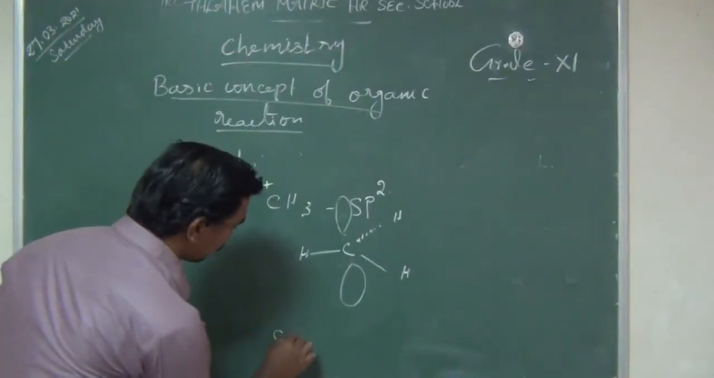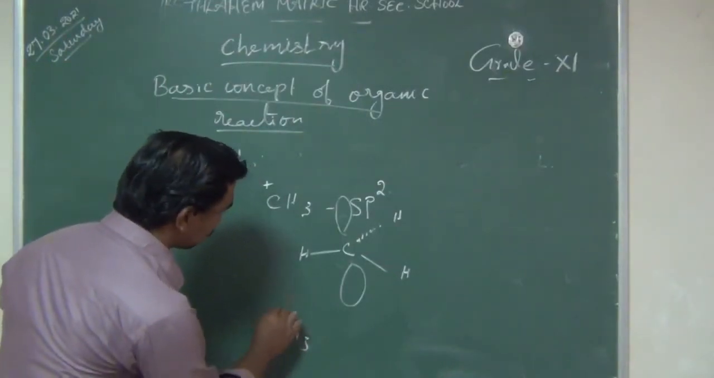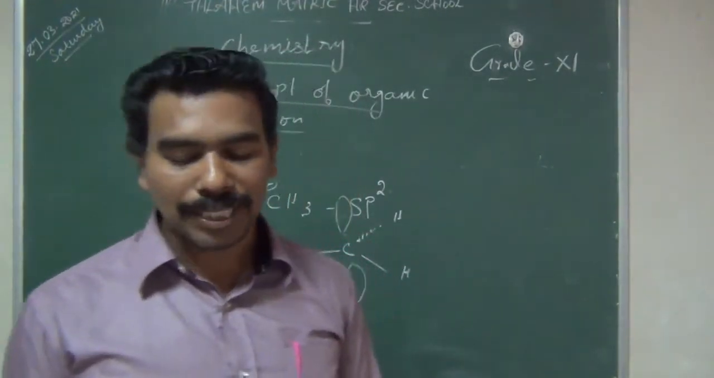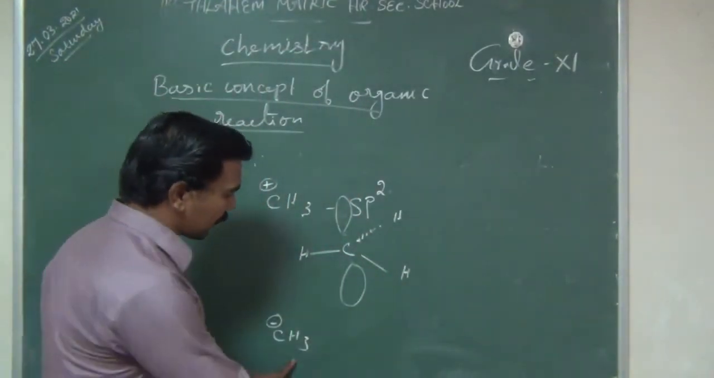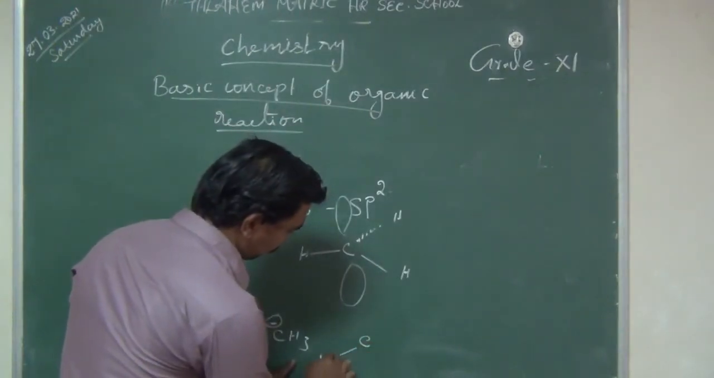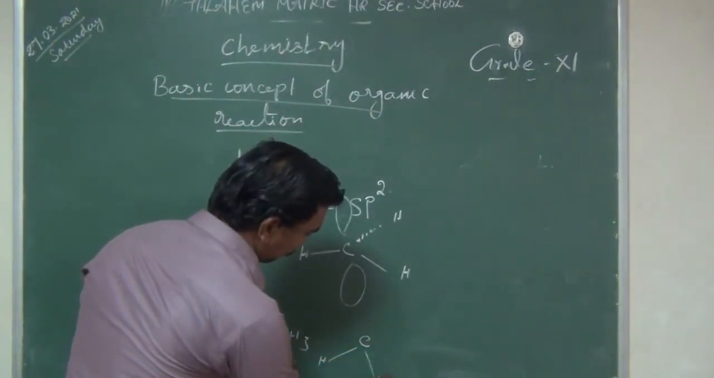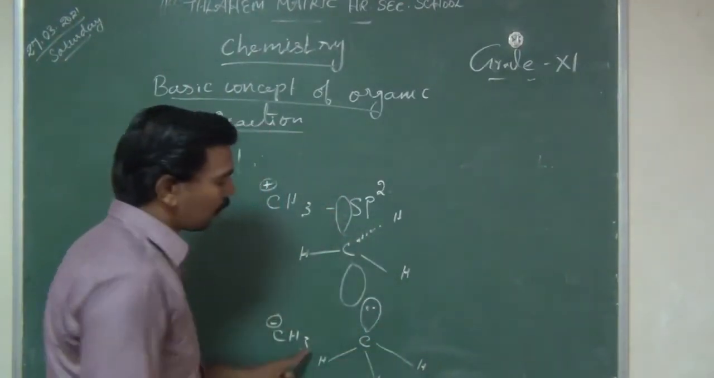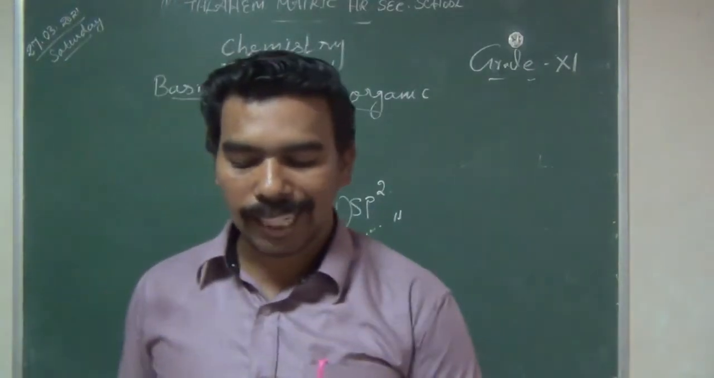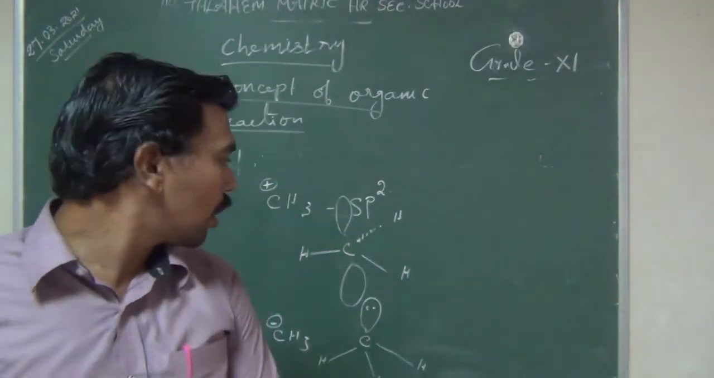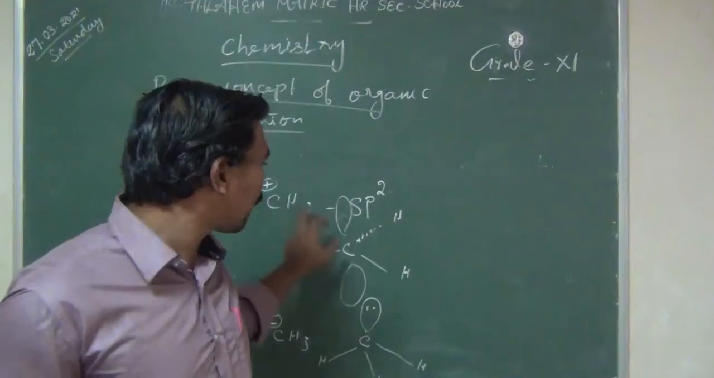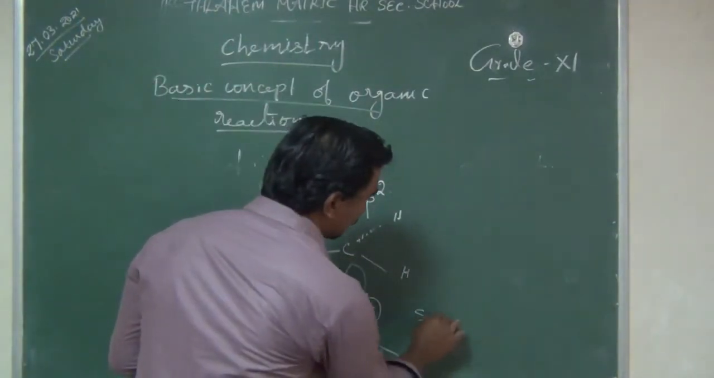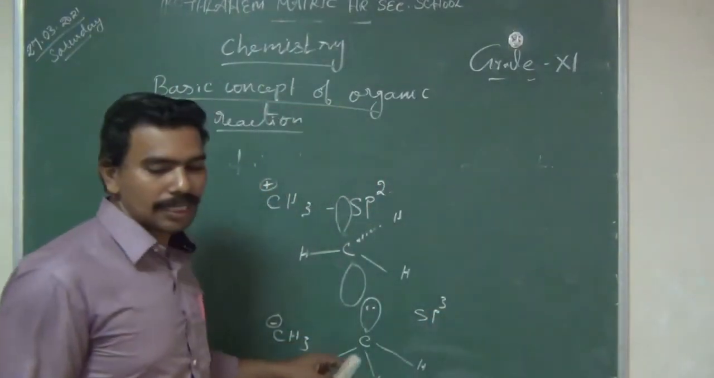Then we are discussing the carbanion. This is the sp3 hybridization, pyramid structure, with the lone pair of the electron. This is the hybridization of the carbocation and carbanion. The carbocation is the planar structure, the sp2 hybridization. Carbanion, sp3 hybridization, pyramid structure.